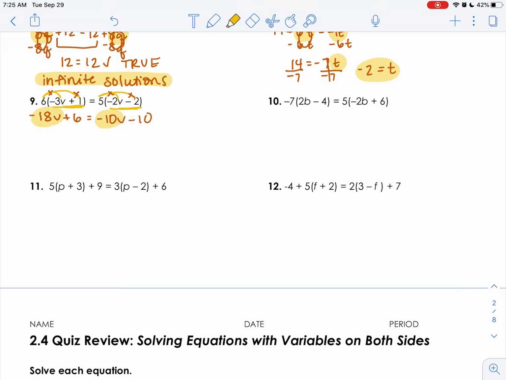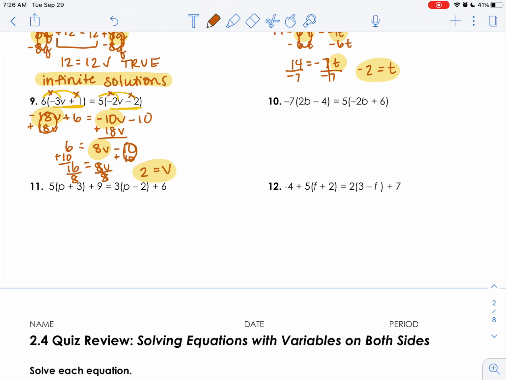I have -18v on the left and -10v on the right. I want to get those together. So I'm going to add 18v to both sides. Once again, trying to keep it positive. So negative 18 plus 18 cancels, leaving me with 6 equals negative 10v plus 18 will give me a positive 8v minus 10. I want to get this 8v by itself, so I'm going to add 10 to both sides. Negative 10 plus 10 is 0. 6 plus 10 is 16. Divide both sides by 8. 8 over 8 is 1v, so I get v equals 2.